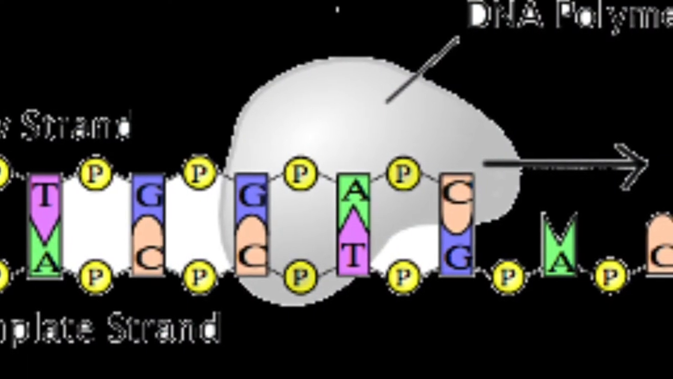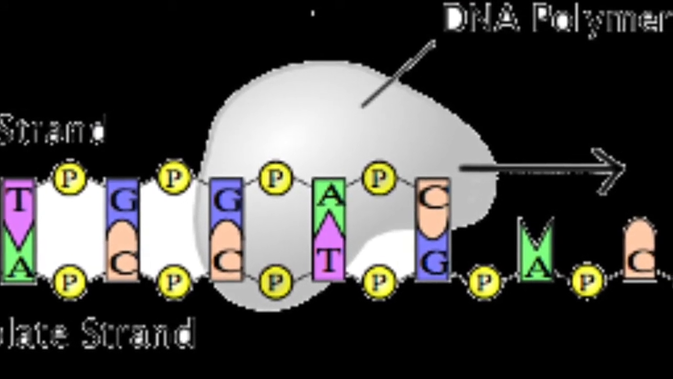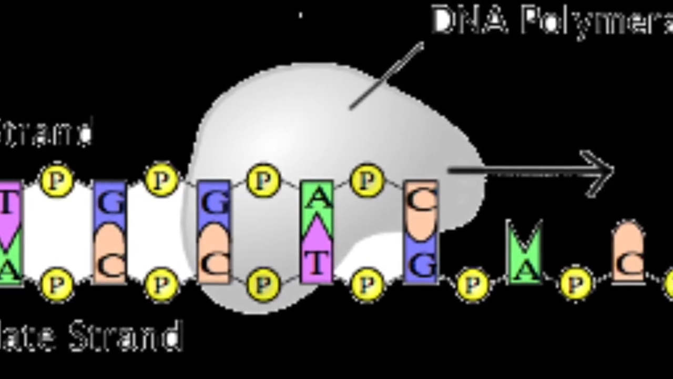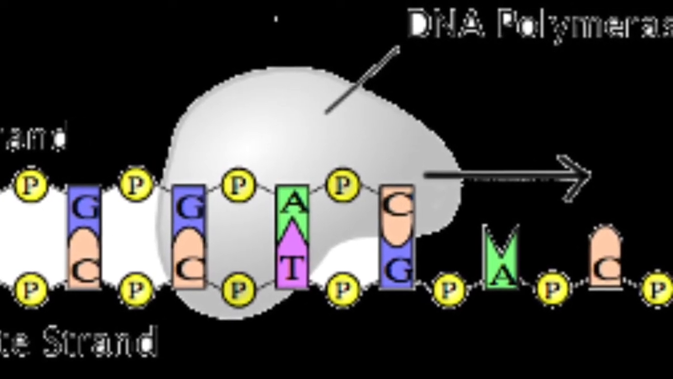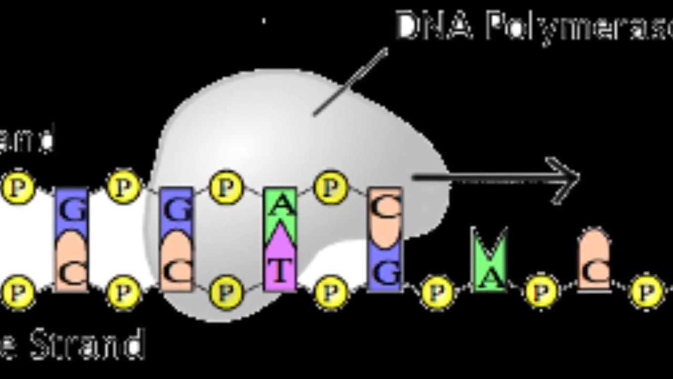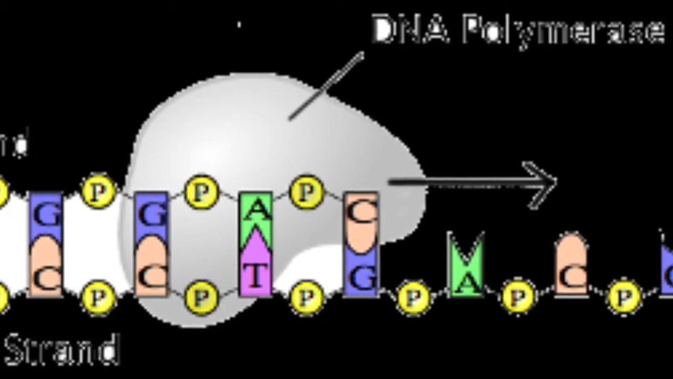DNA polymerase binds to the leading strand and then adds new complementary nucleotide bases like A, C, G, and T to the strand of DNA in the 5' to 3' direction. This replication is continuous.